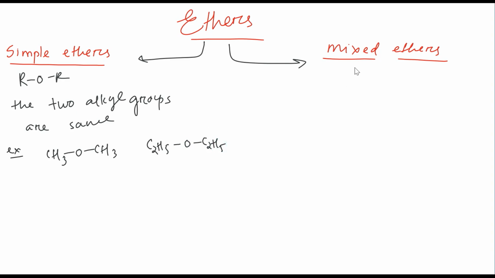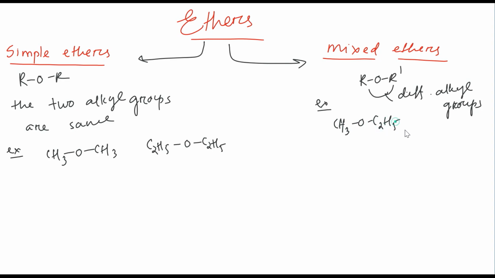Next we will see mixed ether, in which the two alkyl groups are different. The general formula is ROR'. If we see examples, these two alkyl groups are different. Example, if you consider CH3OC2H5, or C2H5OC3H7, or we can say anisole, that is C6H5OCH3, is known as anisole.